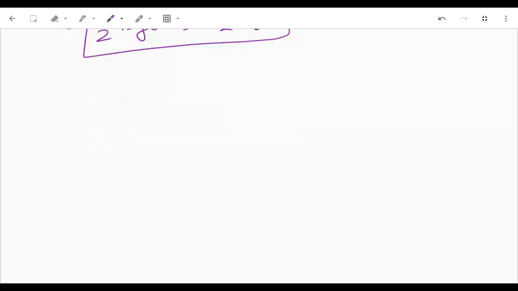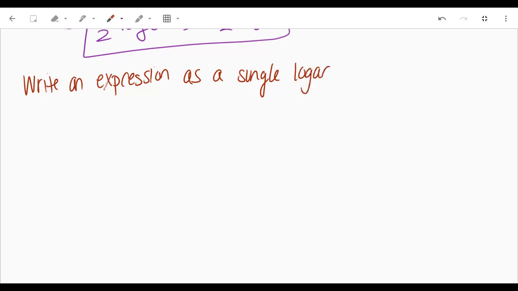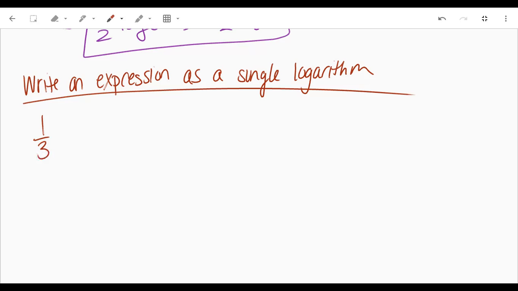All right, if you thought that was fun, now we get to go the other way. So now it's going to be all expanded and we put it together. So we're going to write an expression as a single logarithm. Okay, so reverse of what we just did. So in this one, we have 1/3 log base 7 of y plus 4 log base 7 of z minus log base 7 of w.